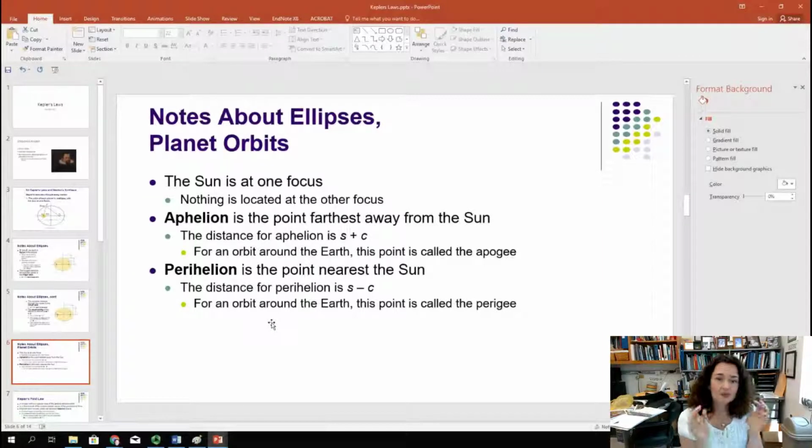Now the sun is at one focus of that ellipse, and nothing is located at the other focus. Aphelion is the point farthest away from the sun, and perihelion is the point nearest to the sun. Aphelion occurs at a distance of S plus c, and perihelion occurs at a distance of S minus c.